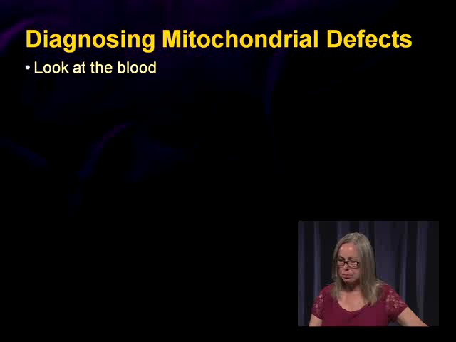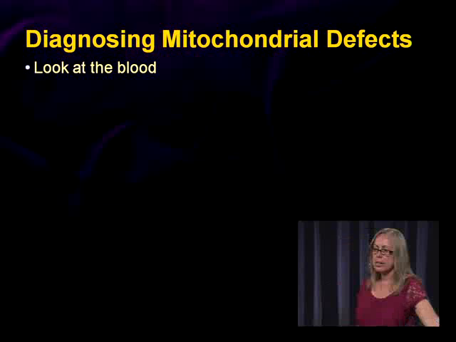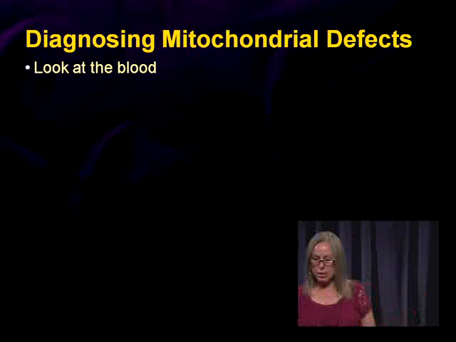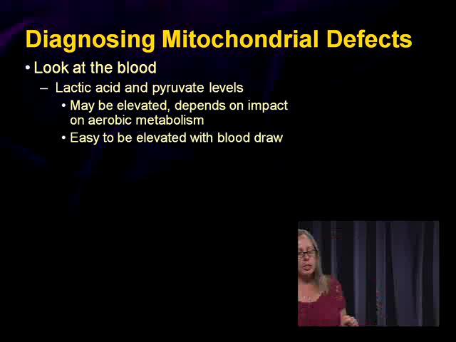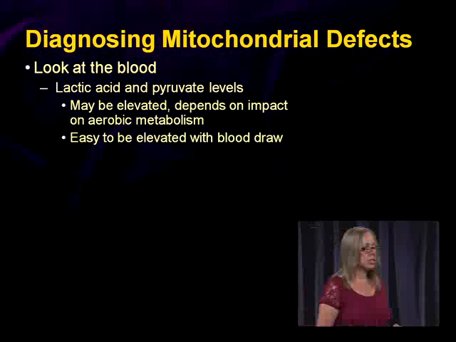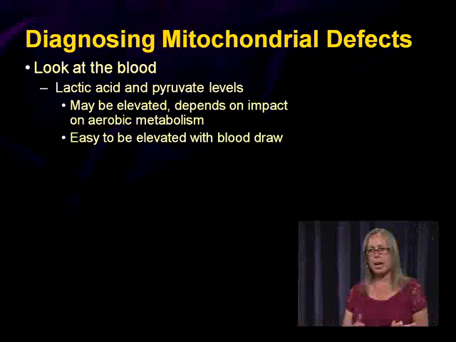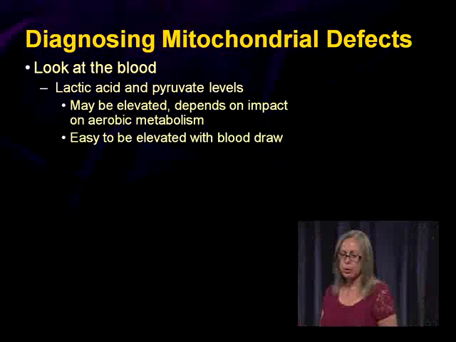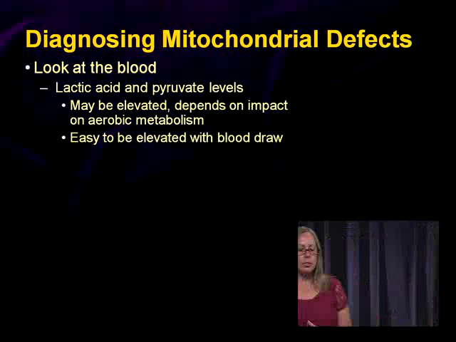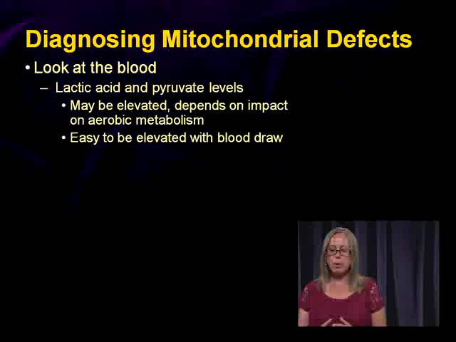So first thing, look at your blood when you want to try to make the diagnosis. Look at your lactate and your pyruvate, because that's going to tell you your oxidation or your redox status. What are you doing? Are you aerobic or anaerobic? What are you doing with your electrons? This may be elevated, and it depends on the impact on your aerobic metabolism.